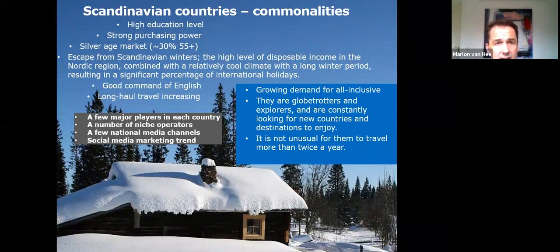The winters in Scandinavia are really, really cold. So when it's winter time, think about between October and April, that is when they like to travel, because then it's winter, cold, and dark during the main part of the day. Then they want to travel to long-haul destinations with a good climate.